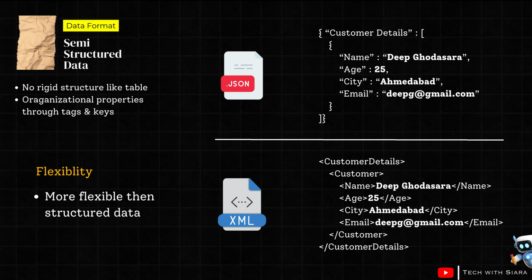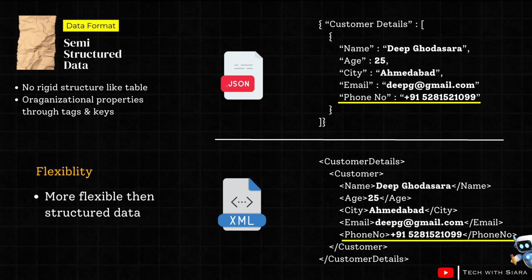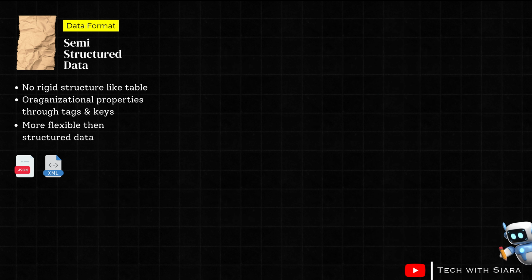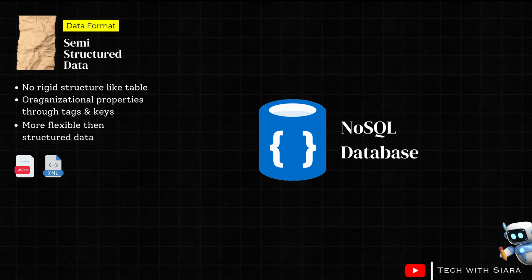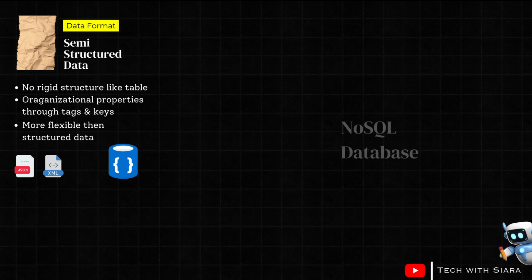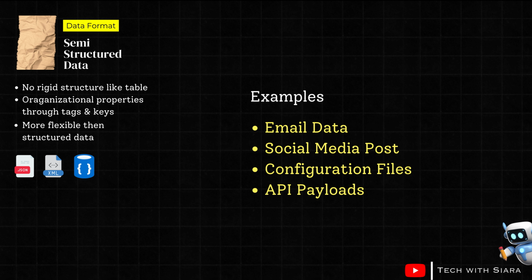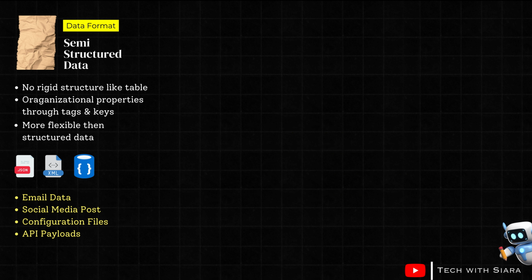For any specific data instance, if we want to add or remove fields, we can. For example, if I want to add any field for this customer, I can easily do that. Note that while we use relational databases to store structured data, we can use NoSQL databases to store semi-structured data. We will discuss this further in subsequent sections. Common examples include email data, social media posts, configuration files, and API payloads, etc.